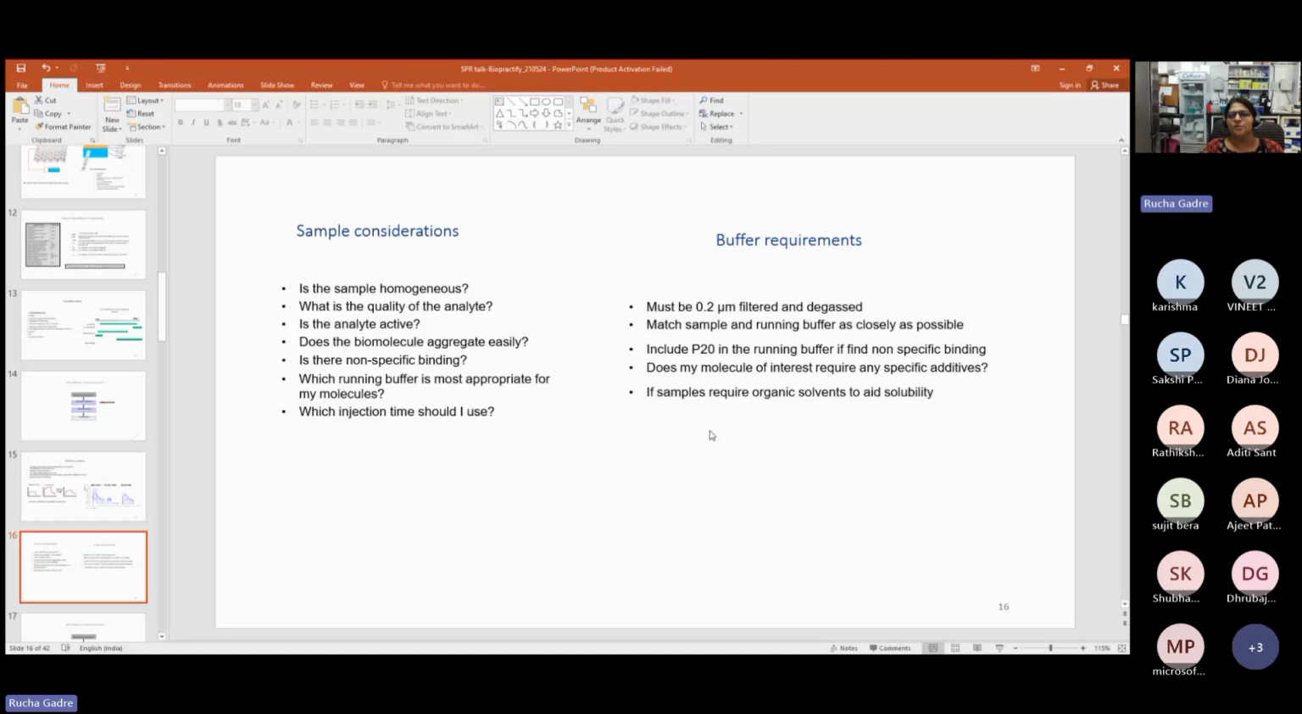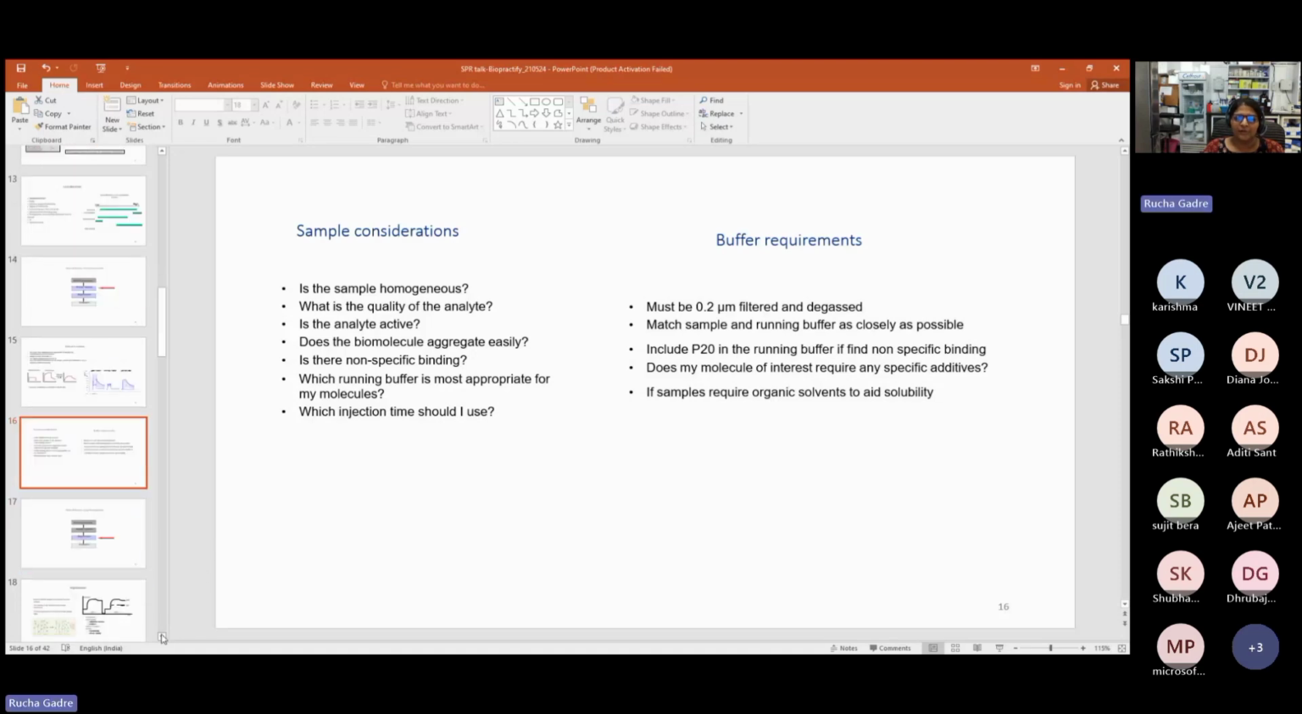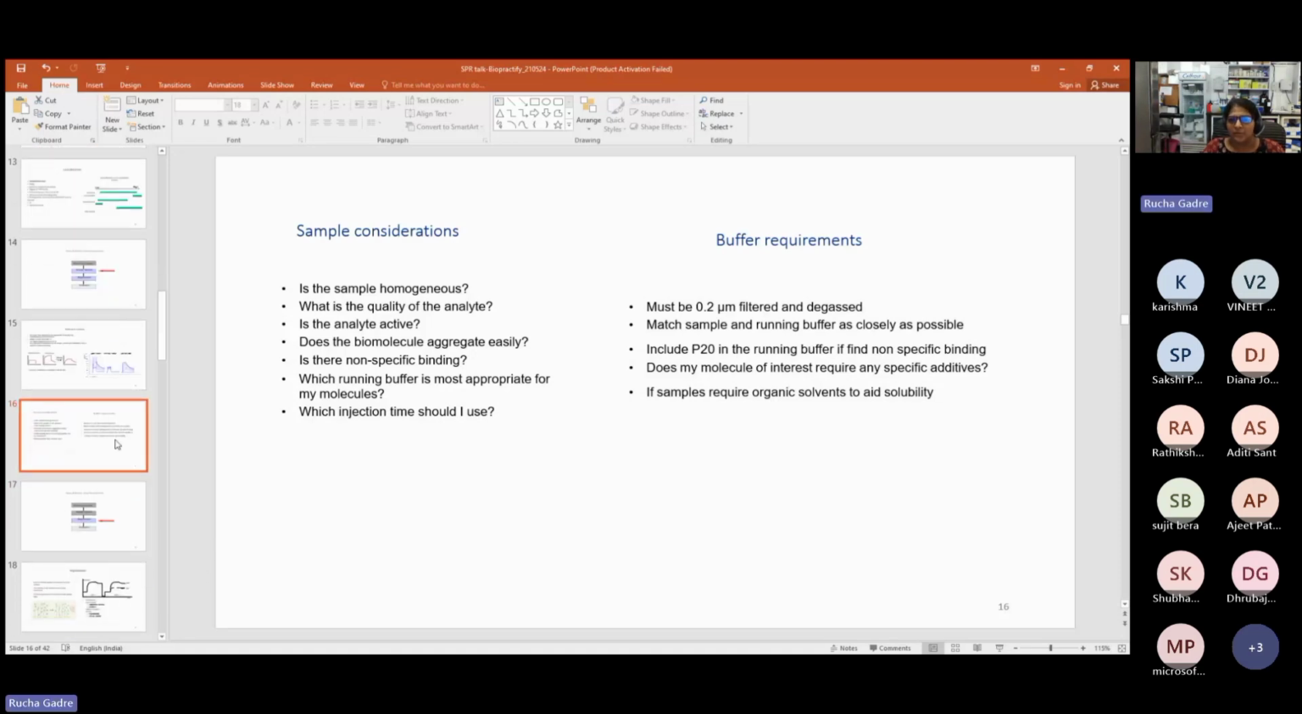We also need to check whether our analytes are dissolved in any organic solvent. For example, in the case of small molecules, they are generally dissolved in DMSO, so we need to do a correction for that. So these are the considerations we need to take care of when we are passing the analyte.